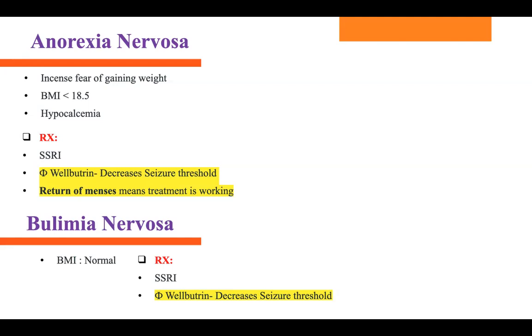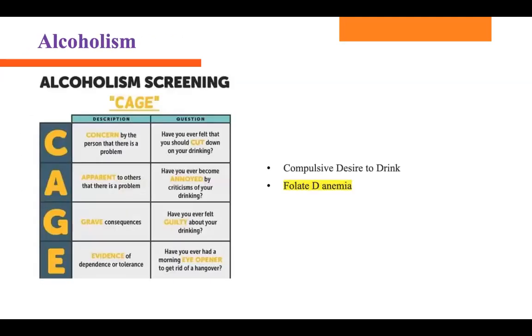Both of those patients, you don't give Wellbutrin because it causes seizure activity. And why is that? Wellbutrin decreases seizure threshold. So when somebody's seizure threshold is decreased, it's going to make them high risk for seizure activity. So it's pulling it down. When seizure threshold goes down, instantly they're going to have a seizure. So that's why Wellbutrin is not a good option for anorexia and bulimia patients. CAGE mnemonics, very important.